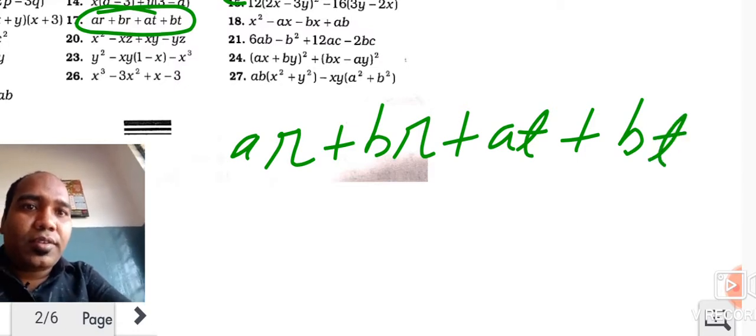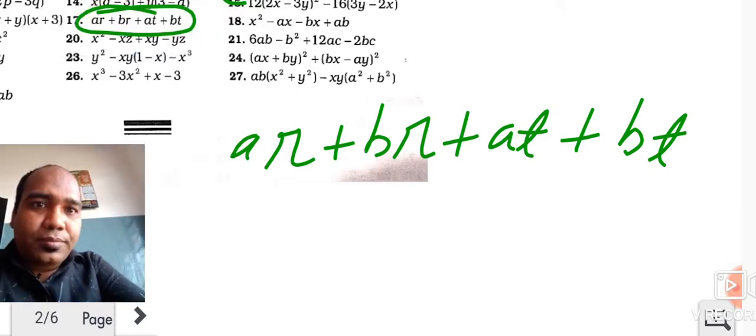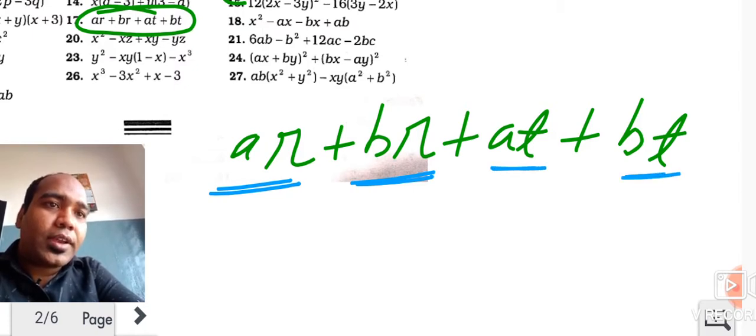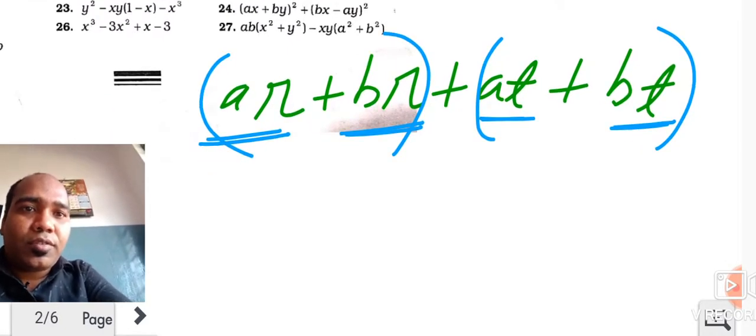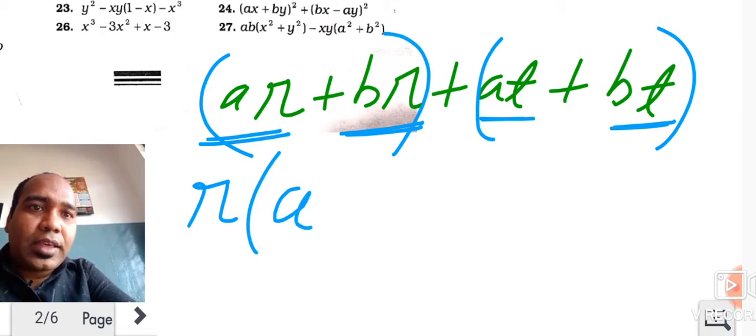Now you can see here this AR, BR, 2 we will take together. In AR and BR we are getting R common. In AT and BT we are getting T common. So what will we take? R we will take common here. R is being multiplied with A, so we will write A here. Here R is being multiplied with B, so plus B.